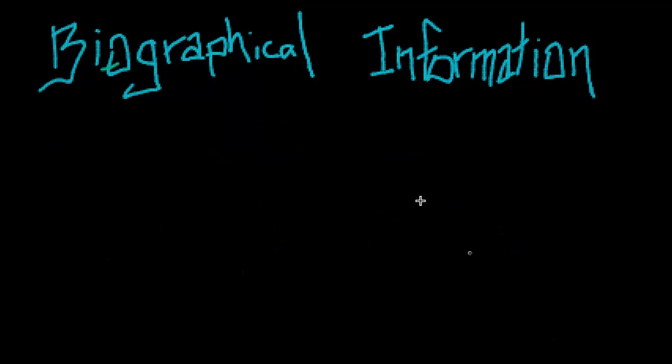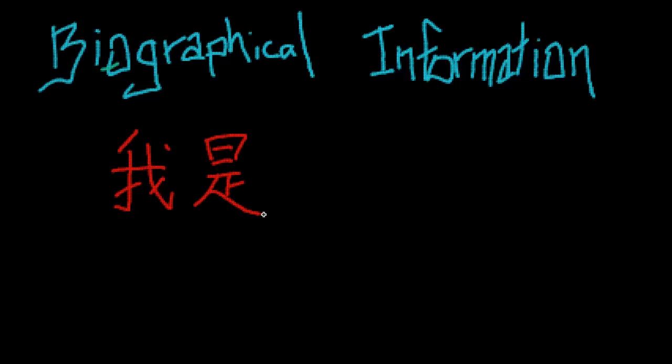Okay. The last piece of biographical information that you need to be able to give me is what country you're from. And we do this by saying 我是 Here we'll put a country name followed at the end by 人.